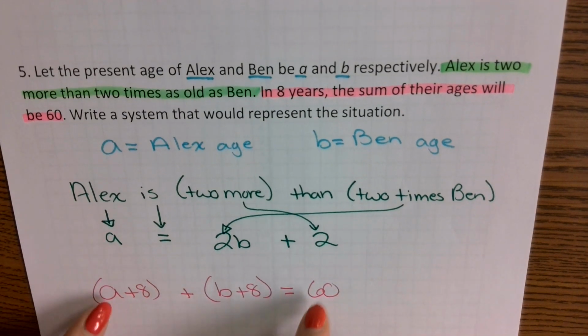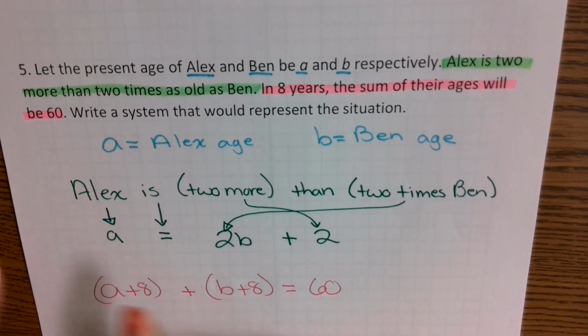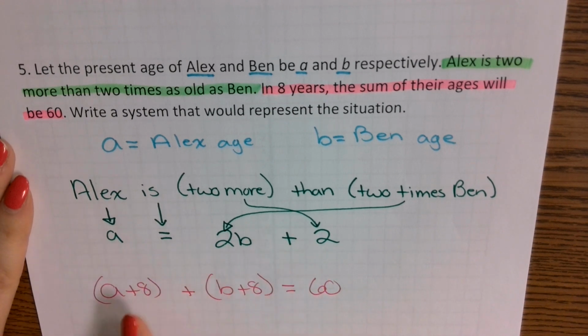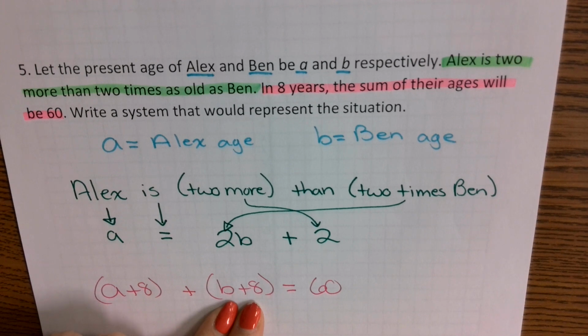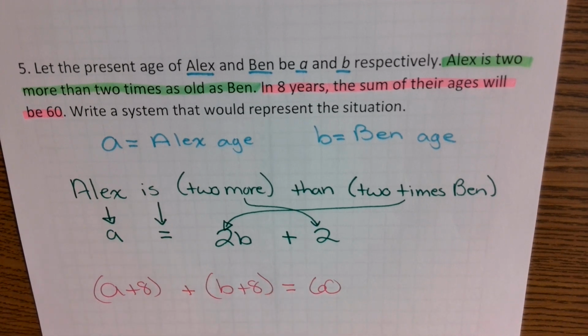So there's my 2 different systems. A is equal to 2B plus 2, and the quantity of A plus 8 plus the quantity of B plus 8 is equal to 60. Okay? All right, so that's our writing portion. Now let's go ahead and get into the graphing portion to show solutions to some of our systems.